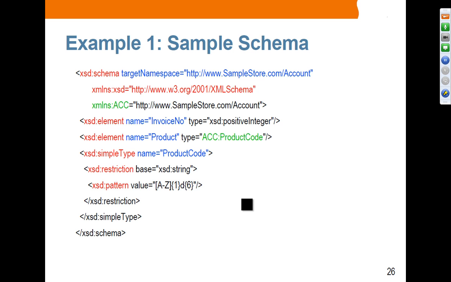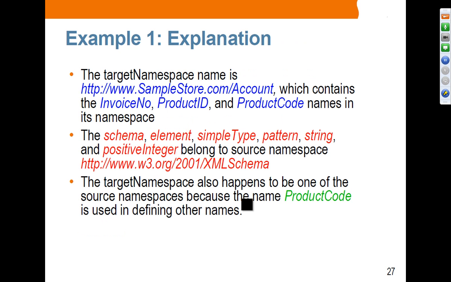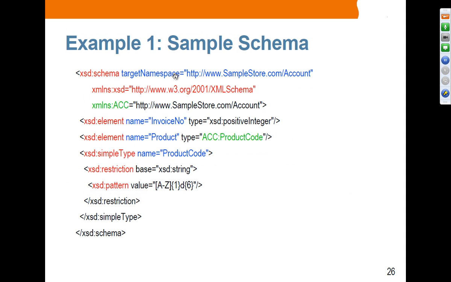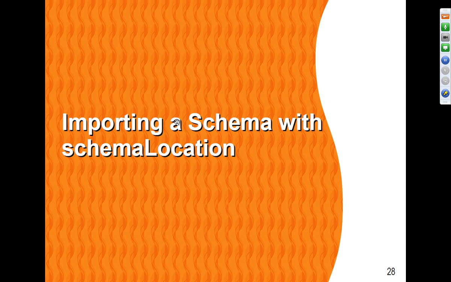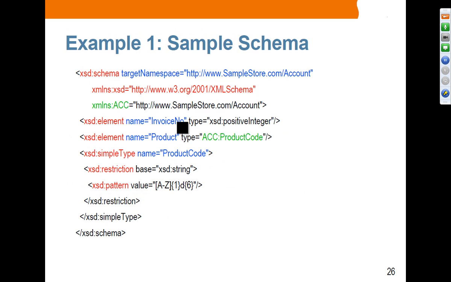All right. So this is an explanation. So the target namespace name is this. Okay, so this is a target namespace, and it contains invoice number, product ID, and product code names in the namespace. So when we are defining these three elements, these elements belong to this target namespace that I define.